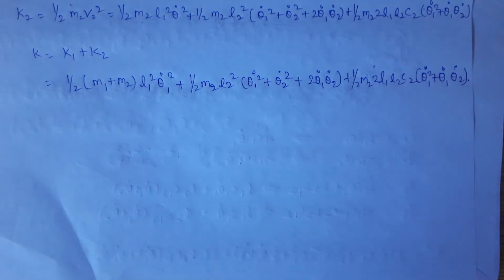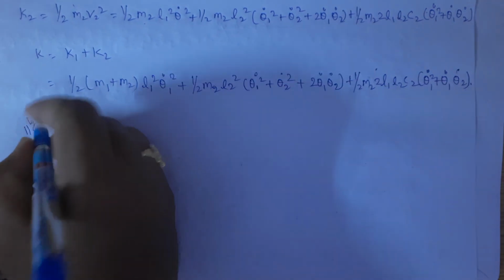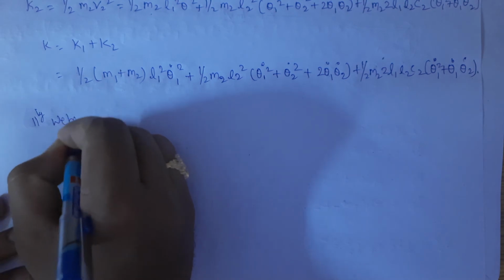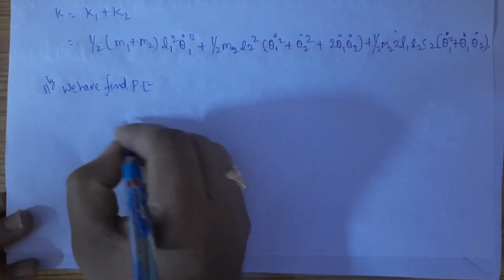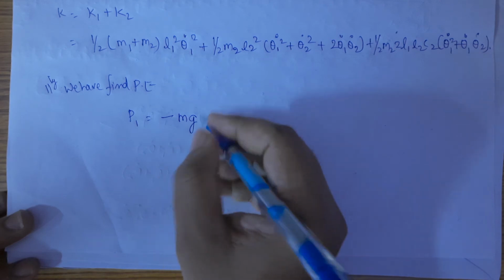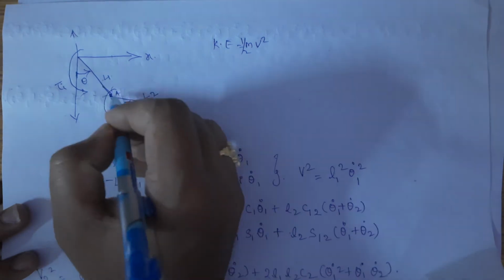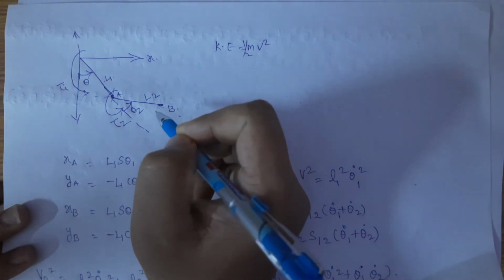Okay, so this is the kinetic energy equation. Similarly, we have to find the potential energy. So the potential energy P1 is equal to minus m g, with height L1 cos theta 1. So from here, minus L1 cos theta 1, and this will be minus L1 cos theta 1 plus minus L2 cos of theta 1 plus theta 2. Okay, so that's what we are going to do.